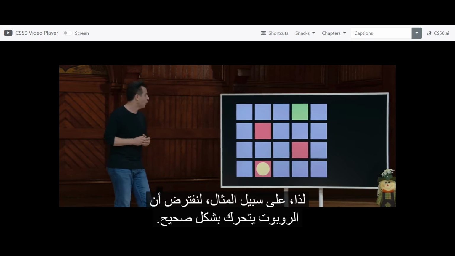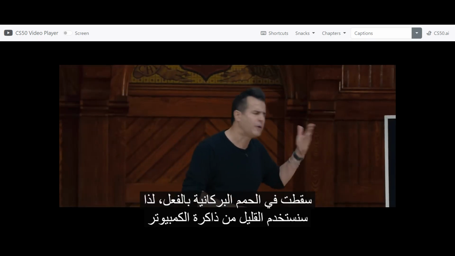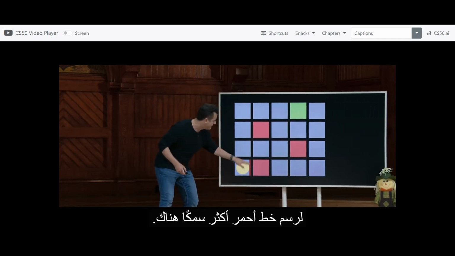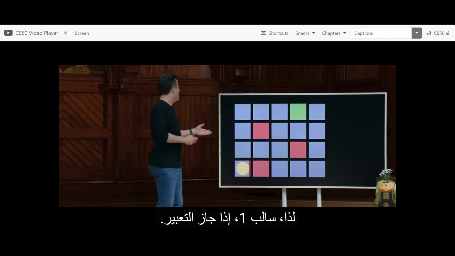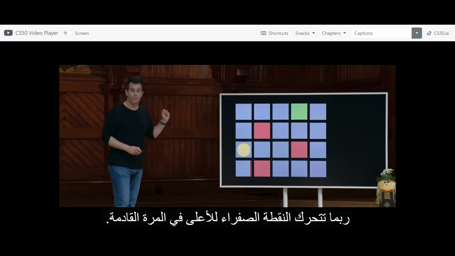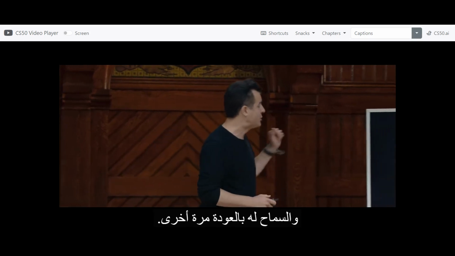So for instance, suppose the robot moves right. That was bad. You fell in the lava already. So we'll use a bit of computer memory to draw a thicker red line there. Don't do that again. -1, so to speak. Maybe the yellow dot moves up next time. We can reward that behavior by not drawing any walls and allowing it to go again.